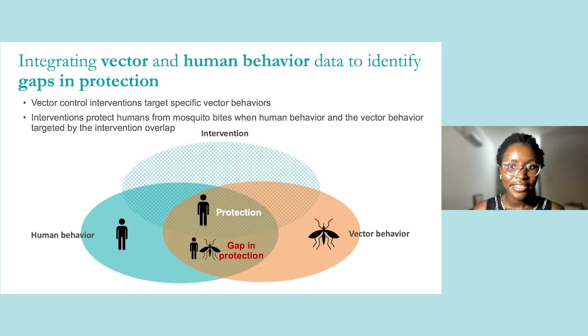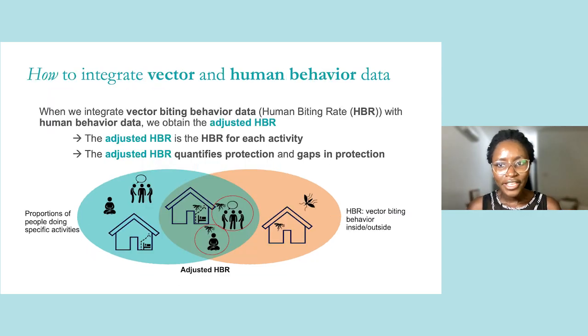Vector control interventions target specific vector behaviors. This means that interventions only protect people from being bitten when human behavior and the specific vector behavior targeted by the intervention overlap. For example, bed nets target mosquitoes that bite people at night while they are asleep. Therefore, bed nets are only effective when vectors do bite at night, when people are sleeping, and when people are using their bed nets. In order to assess how effective current interventions are and to identify remaining gaps in protection, human behavior data must be integrated with vector behavior data.